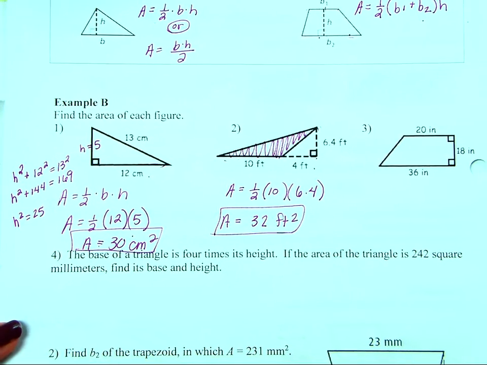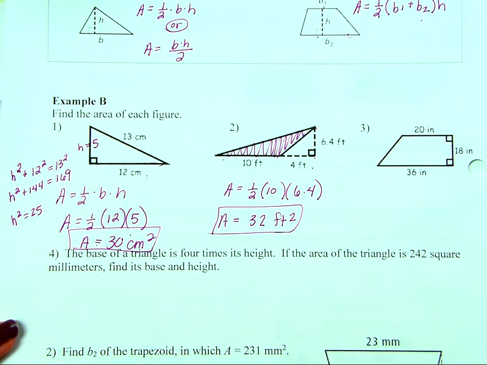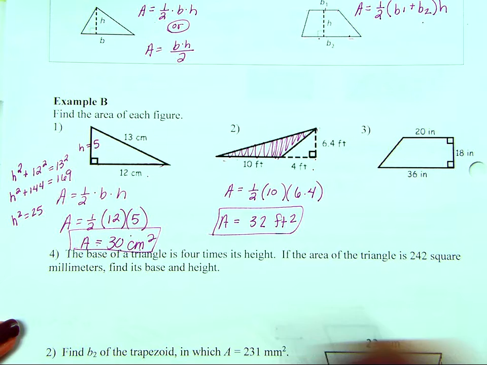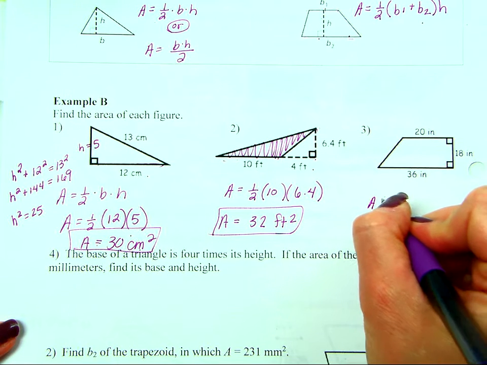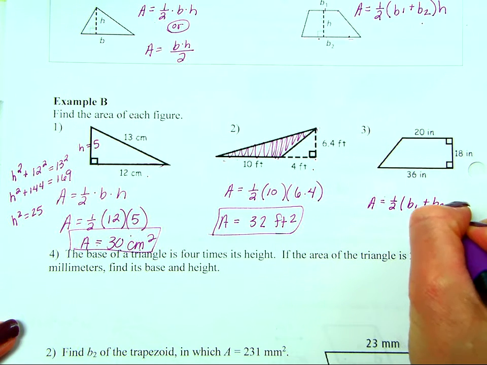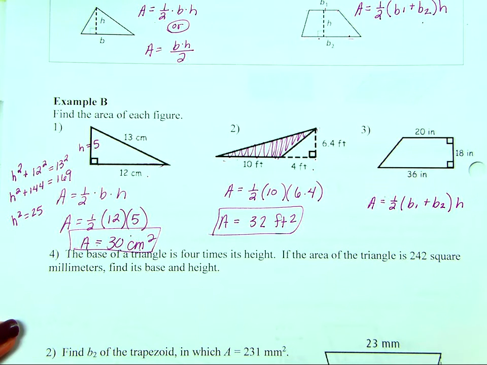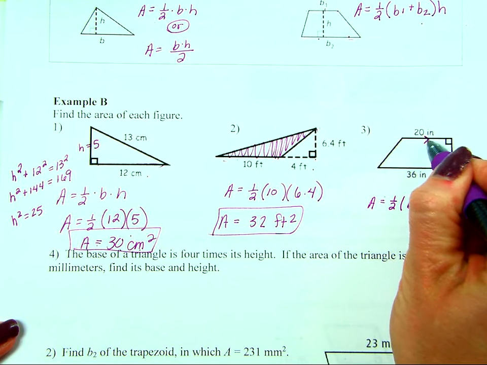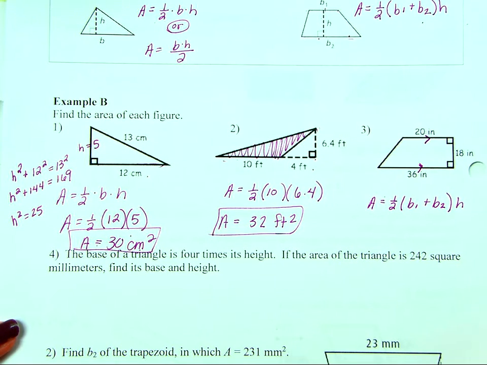Finally, I have number 3, my trapezoid. Looking at my trapezoid, I know the formula. We're going to take 1/2 times the average of the bases. Which sides are my bases? Well, the bases are the ones that have to be parallel. So they are going to be the 20 inches and the 36 inches.